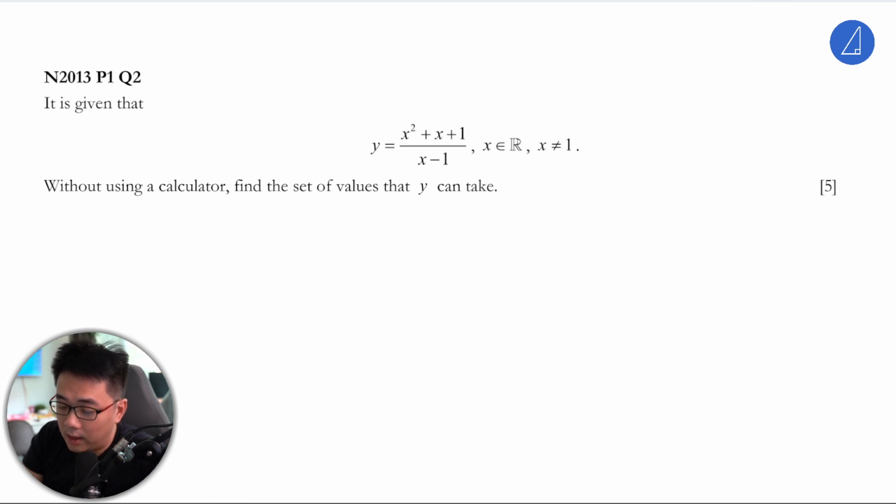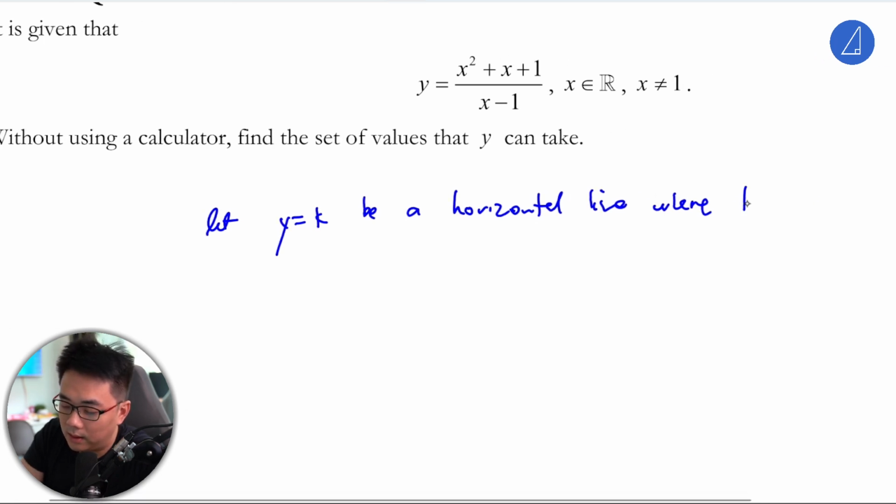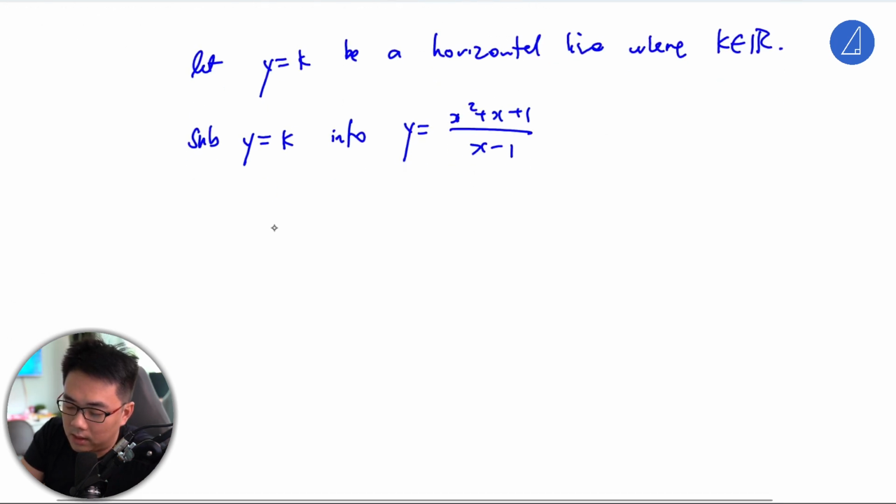In this case, I'm gonna use the more lengthy way to solve this. You could actually let y equals k, pretend that y is a constant, and use the discriminant straight away. But what I'm gonna do is let y equals k be the horizontal line, where k is a real value, so that we need to find the real values there. So then we're just going to substitute y equals k into y equals x squared plus x plus 1 over x minus 1. Then we have k equals x squared plus x plus 1 over x minus 1.